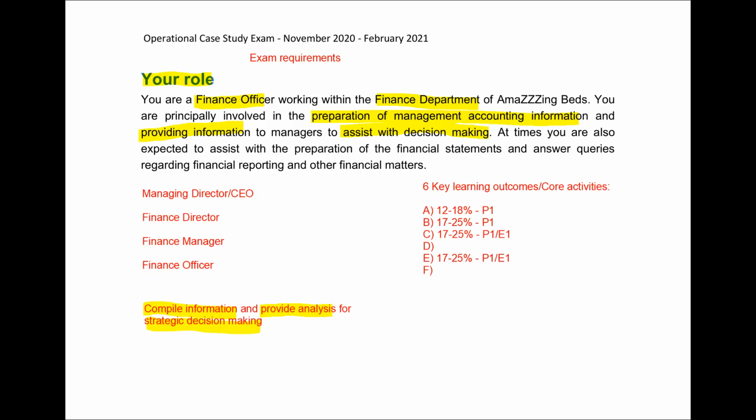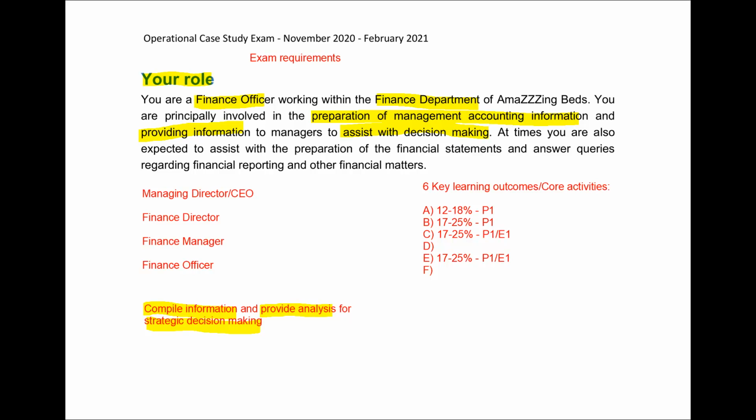Well, the best way for us to consider this matter is to think about these 6 key learning outcomes or core activities that CIMA have released as part of their operational blueprint for these exams. And these key learning outcomes essentially give us a bit of a blueprint about the topics that will be tested at case study exam. And they also come with levels of weighting attached to them. So they also give us a hint about the prevalence of certain topics within the exam.